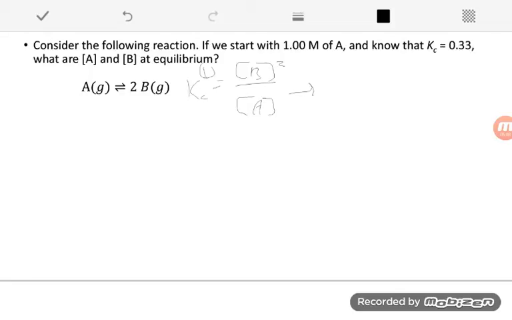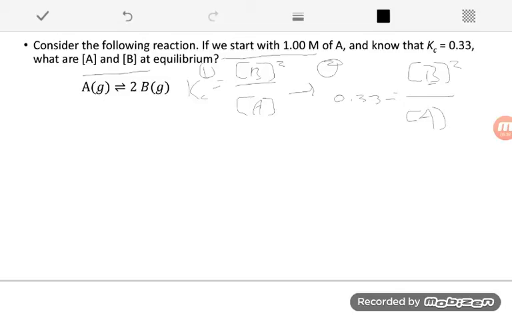Second, so that's step 1. Second step, we plug in what we know. We know Kc is 0.33. B is never mentioned, so we must not know that guy. Now it says start with 1 molar of A. That's not my A at equilibrium. It's asking for A and B at equilibrium, so I must not know that guy either. So I don't know A or B. I can't solve right away because there's 2 things I don't know.